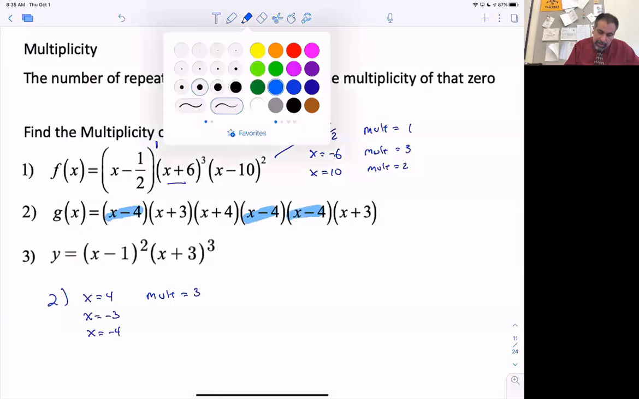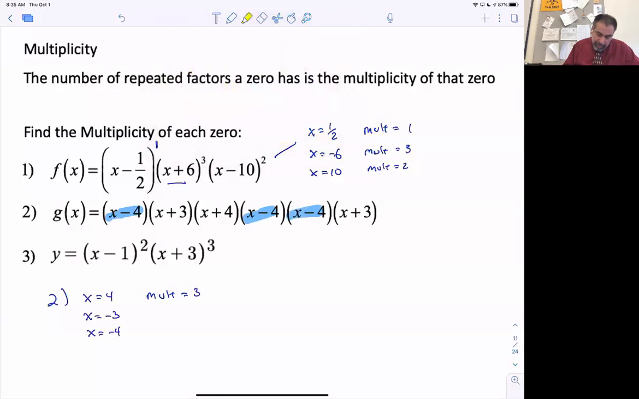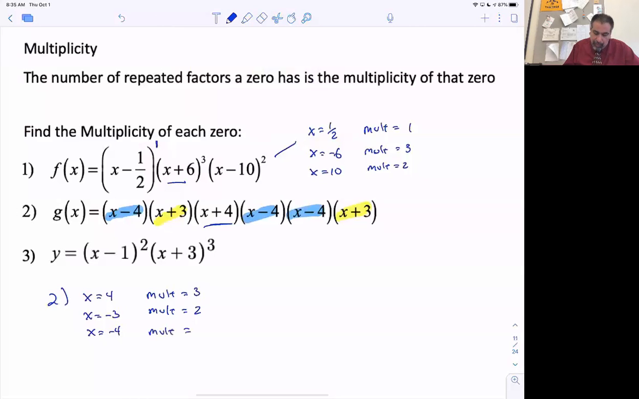When I go back and I do the same thing for the x plus 3 factor, it has 2 factors. So I know the multiplicity of -3 in this case is 2. And there is only one factor of x plus 4. That means x minus 4 has a multiplicity of 1. Okay, how many factors do you have?